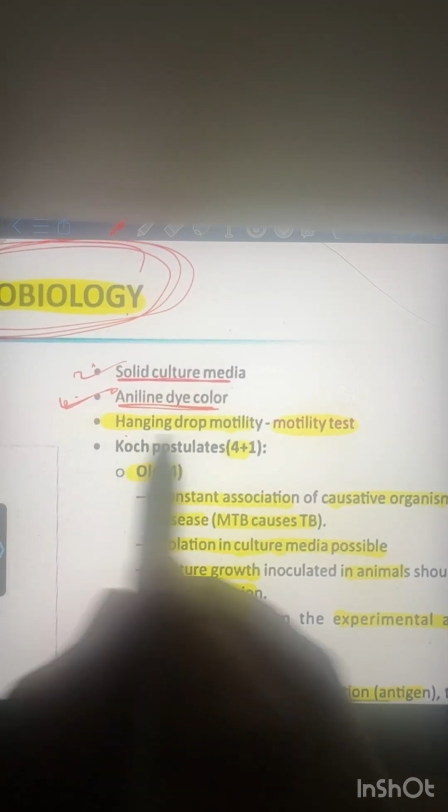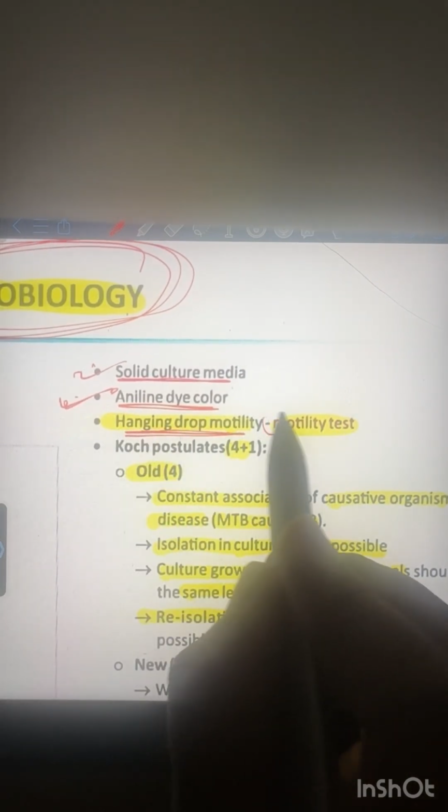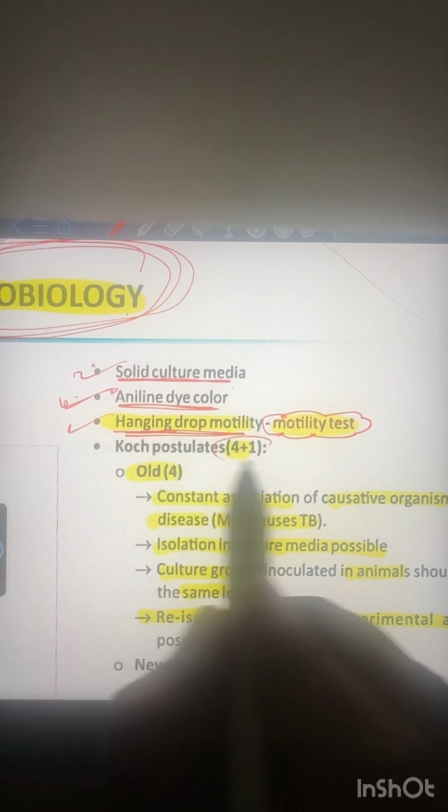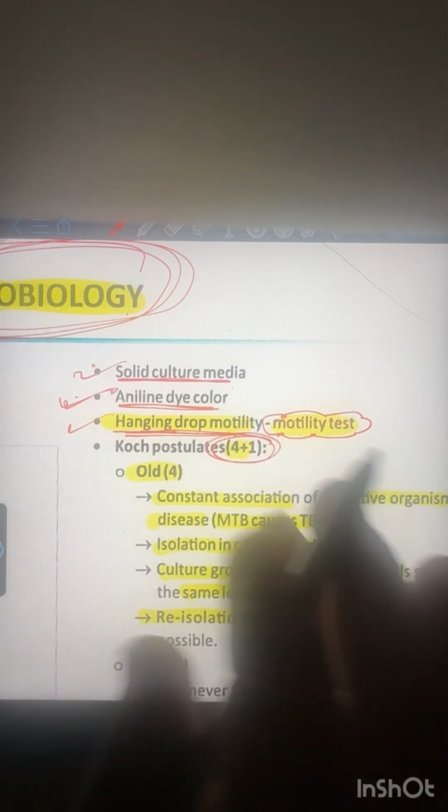Now, on that note, I'll quickly make you revise the Koch postulates also. What were these Koch postulates? Earlier, it was said that we have 4 Koch postulates. Now it is said that we have 5 Koch postulates. Let me first tell you these 4. What are the 4 old Koch postulates?